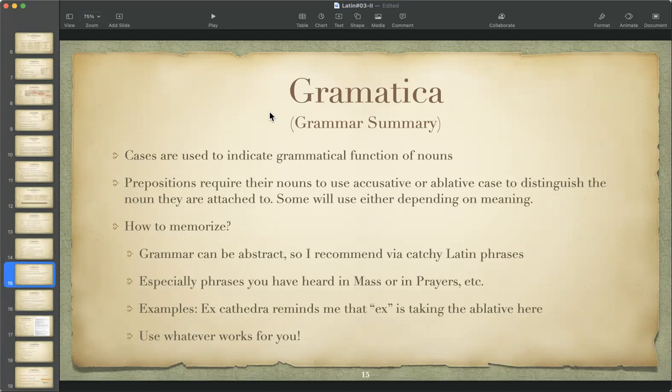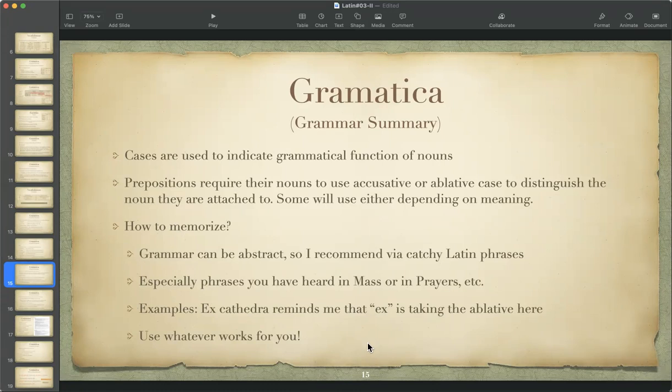But for example, if I go, okay, now does X use the accusative? Oh yeah, that's right. Ex cathedra reminds me that X here is in the ablative. So I go, oh yeah, X takes the ablative. So, look for phrases, write your own phrases for that matter.